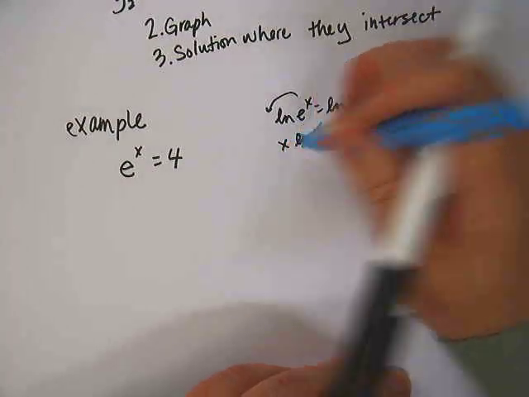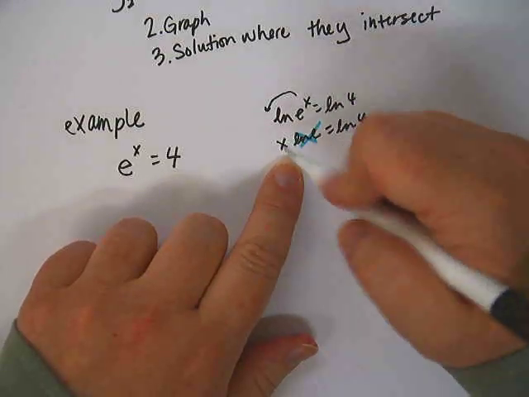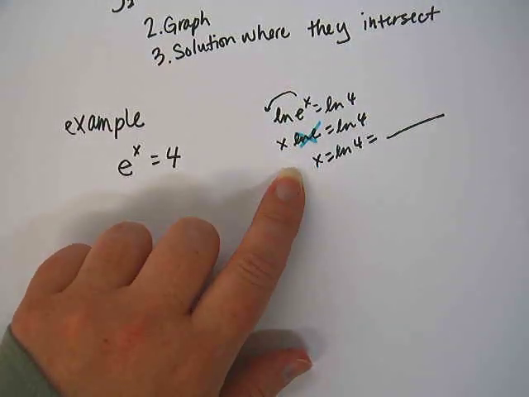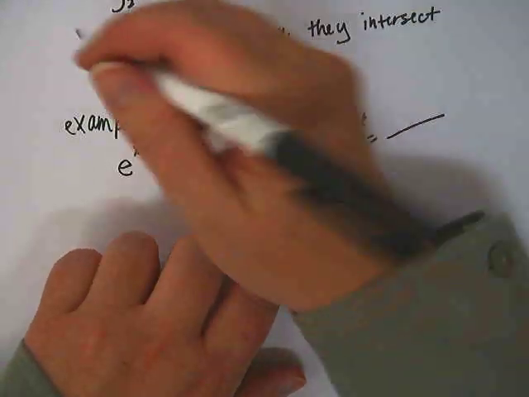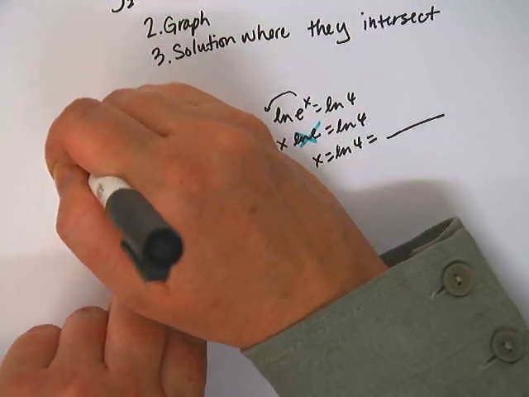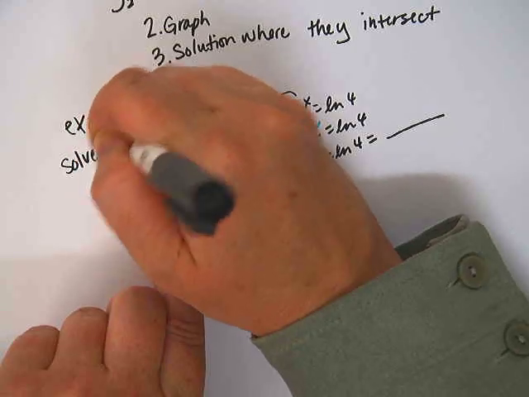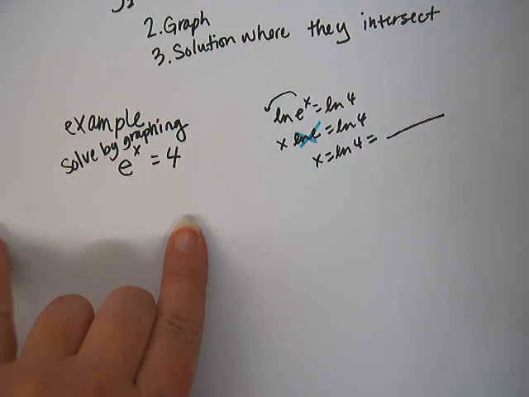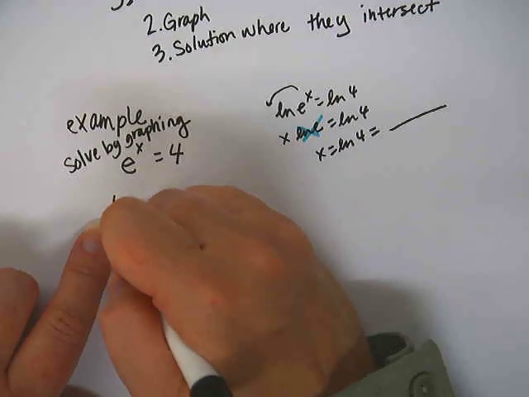The reason natural log is so awesome is that it cancels out with the e. So x just equals the natural log of 4, and you just plug that in your calculator to get your answer. Okay, but that's not by graphing. We're going to solve by graphing, just because it's good to know how to do things more than one way.